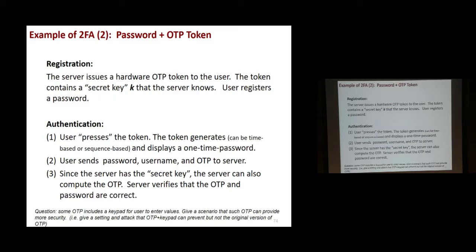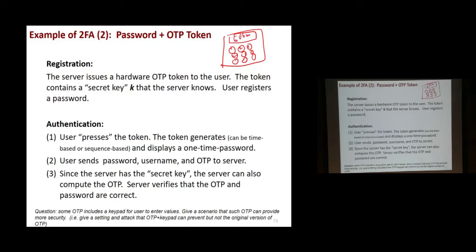Some OTP tokens have a keypad. I don't know whether you've seen this before. The OTP token will be like this, and there's a keypad here. The DBS version has this keypad. These are 1, 2, 3, 4, 5, and the number will be displayed here.